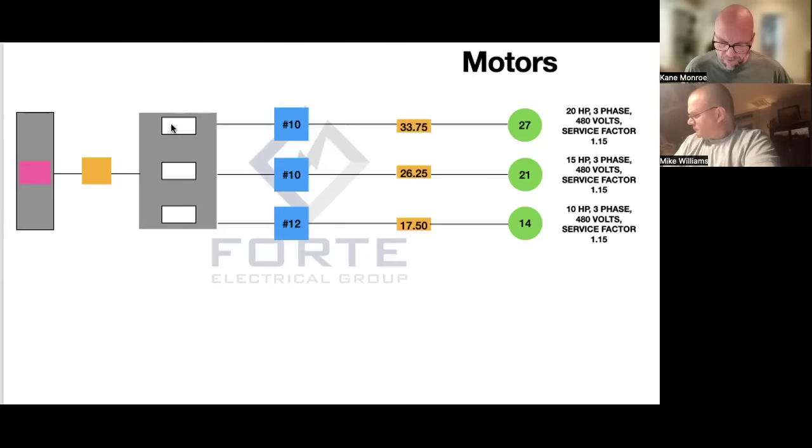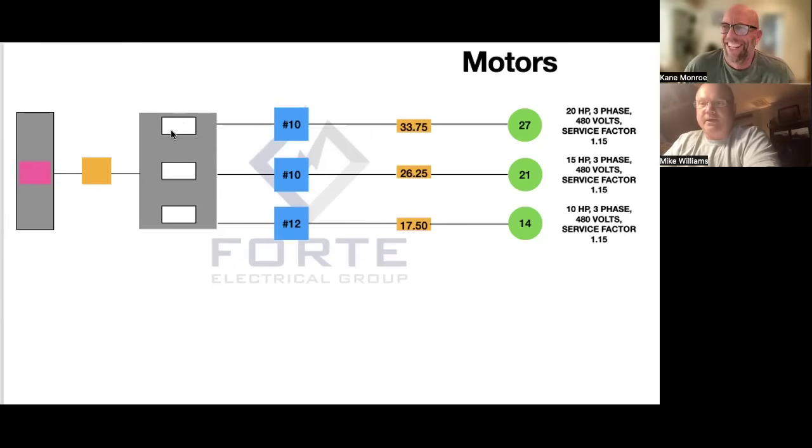So what size fuse would you use? I went for 47, but you don't have a 47 in there, so I have to go to a 50. Yes, sir, that's it right there. So it's just 50.